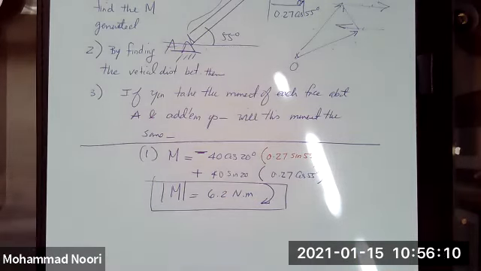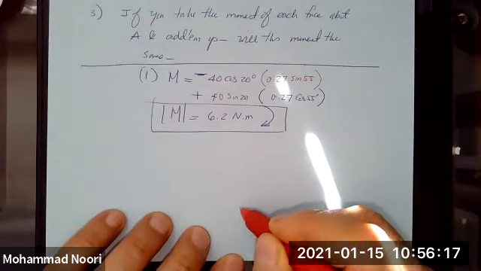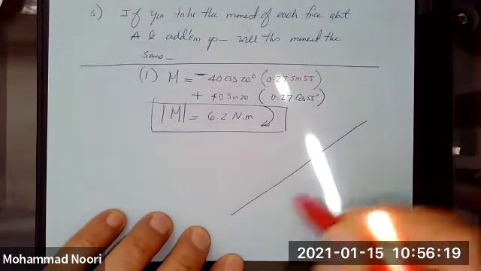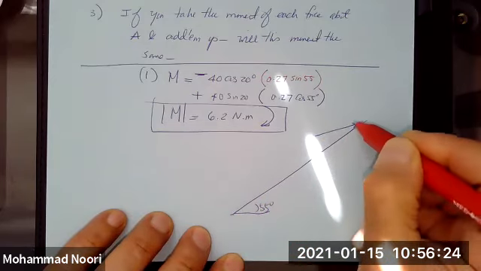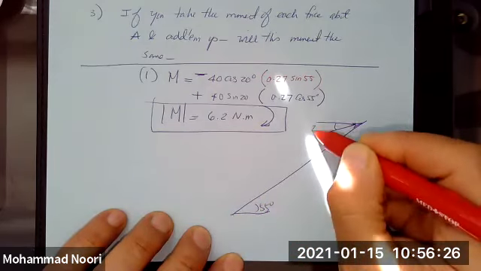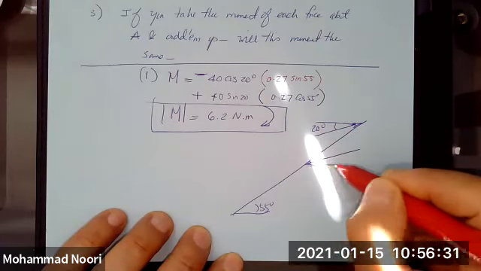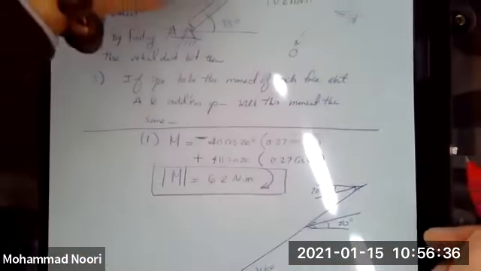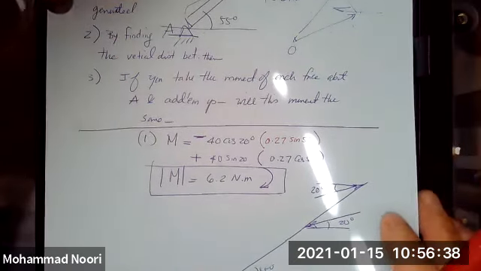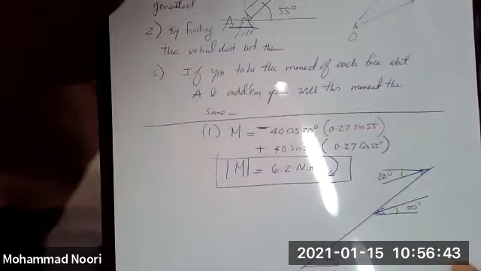Now, the next part of the problem wants you to do this by finding the vertical distance between them. So the picture got a little bit messy, so let me redraw that in here. This is 55. This is that force at an angle of 20. This is the other one acting, this angle is 20. And, oh, this sun is really not helping. Okay, let me move it here a little bit.